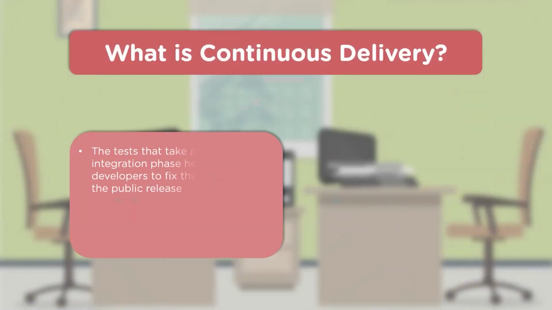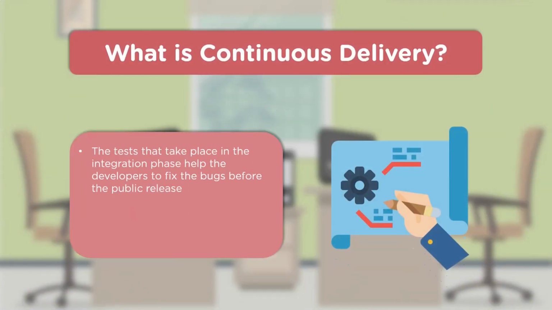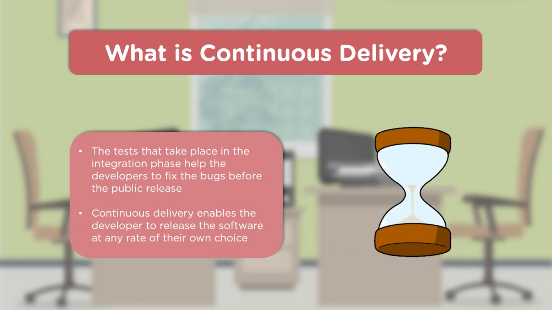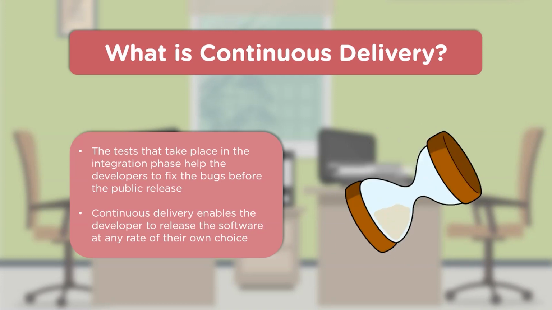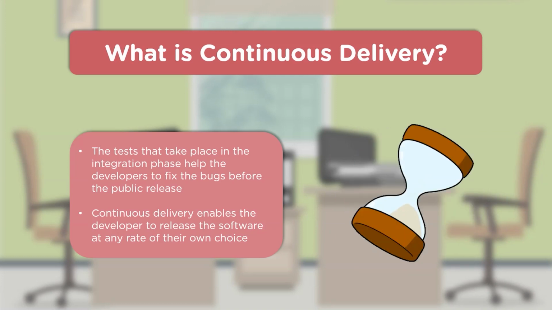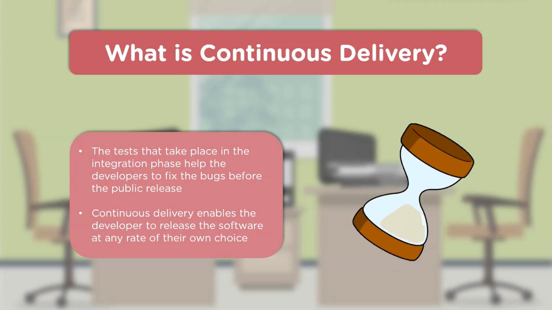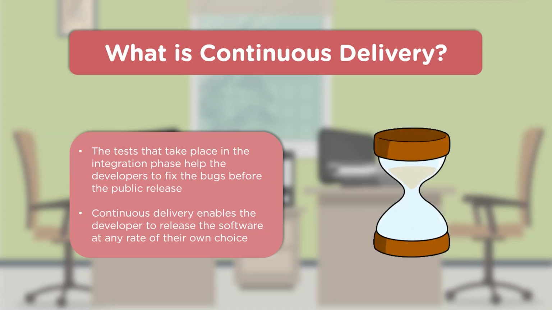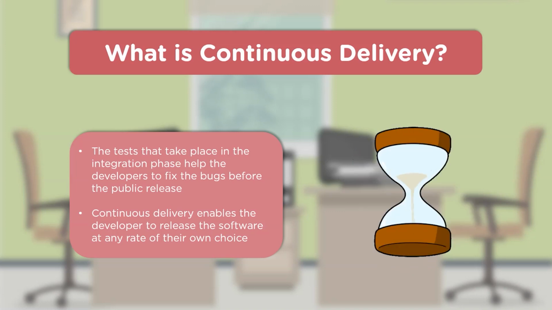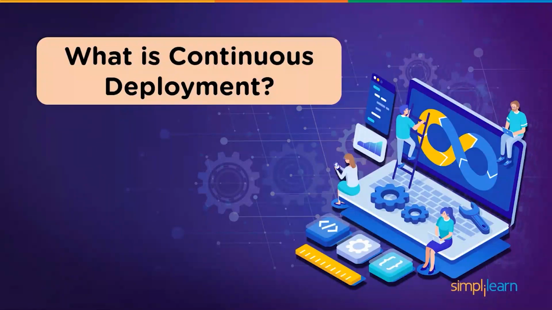Let's come back to continuous delivery. The tests that happen in the integration phase provide validation that enables the developers to fix the bugs before the public release. The process of continuous delivery also enables the developer to release the software at any rate of their own choice. This means that the decision of initiating the release is made manually, and after that decision is made, continuous delivery takes place. Now moving on to the next topic, we shall see what is continuous deployment.